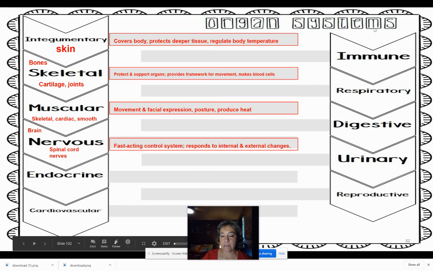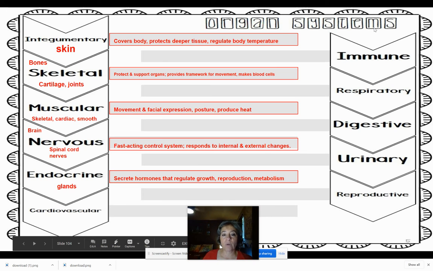The next body system is the endocrine system. That includes your glands, like your thyroid gland, your pancreas, and pituitary gland. Most of these are in your brain. They secrete hormones that regulate growth, reproduction, and metabolism.